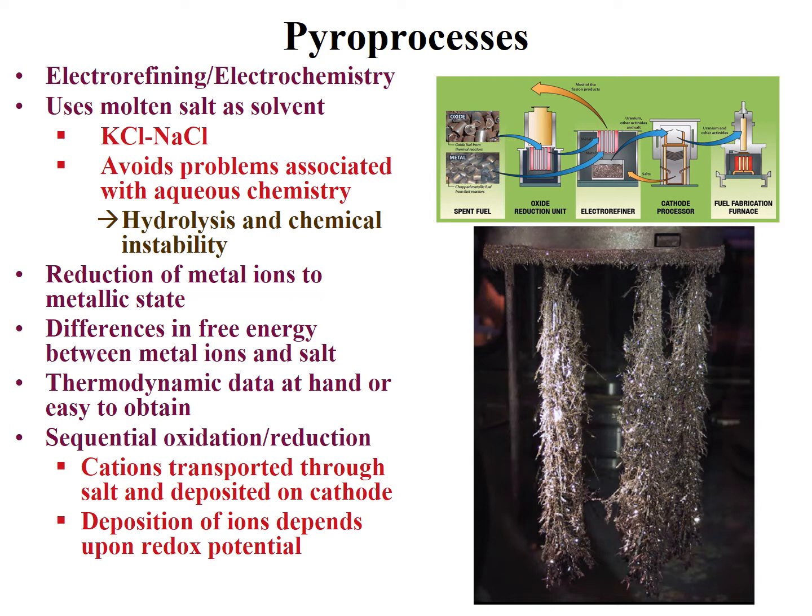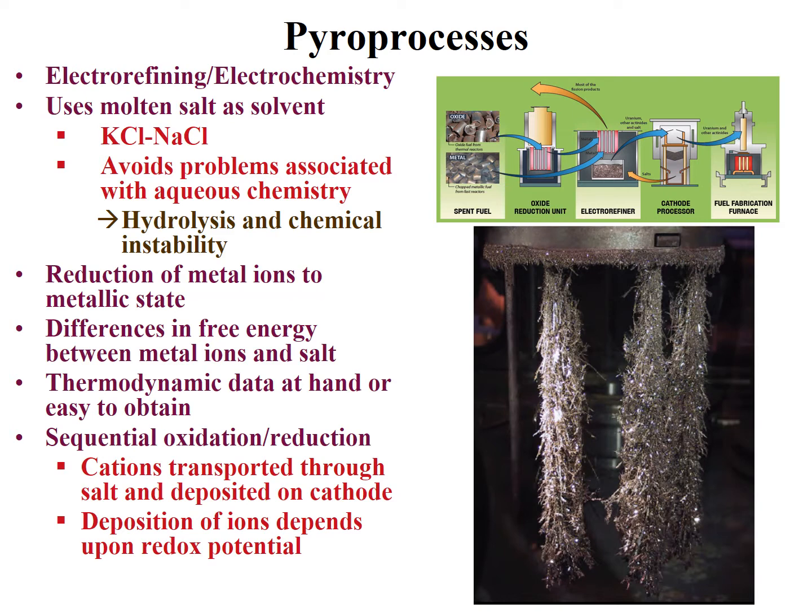Pyroprocessing is the electrochemical process used for separating uranium and actinides from spent nuclear fuel. It's also known as electrorefining or electrochemistry. The solvent that's used in electrorefining or pyroprocessing is generally a salt system. An example is a potassium chloride, sodium chloride system.